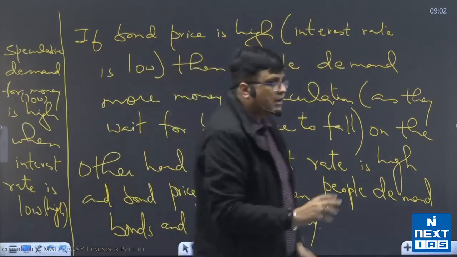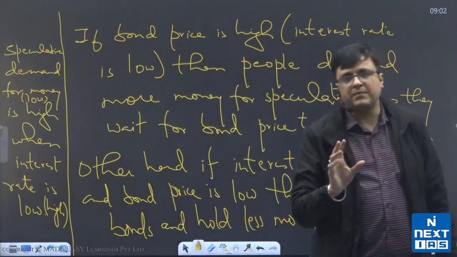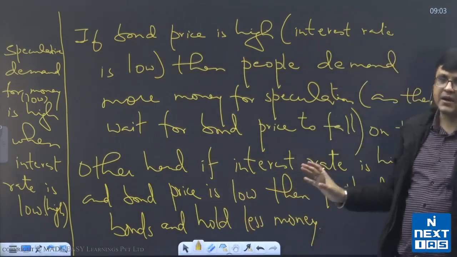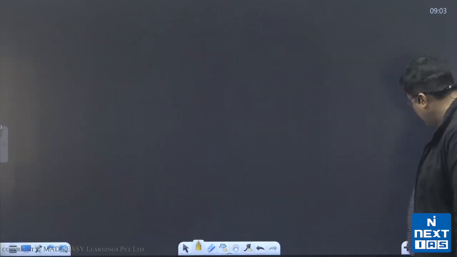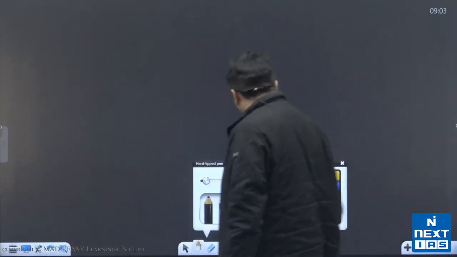Okay. Now you give a heading, you write money supply. These were talks on money demand. Now you give a heading, you write money supply.